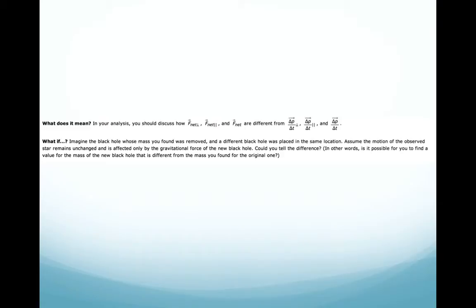If the black hole was removed and a different black hole was placed in the same location, you couldn't tell the difference since the motion of the star is unchanged. In addition, all the values you used before to find the mass of the first black hole would remain the same, only if the star is affected by the gravitational force. All of this means that the mass of the black hole would remain the same.